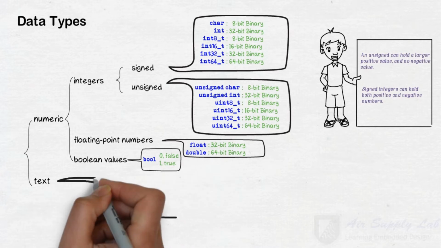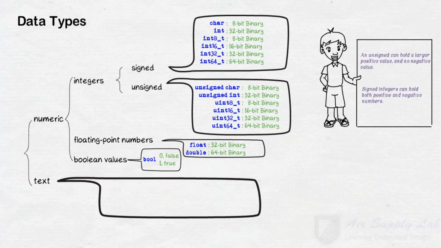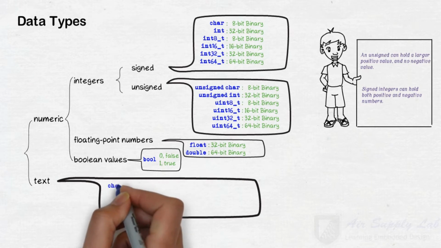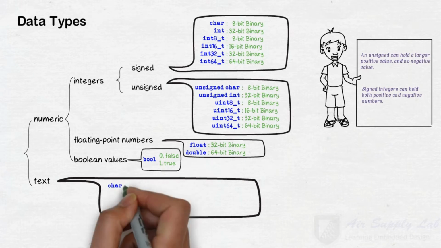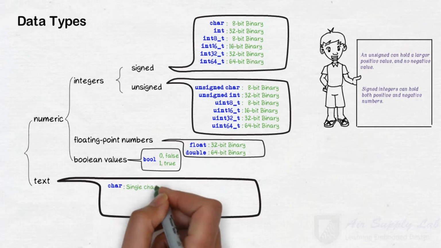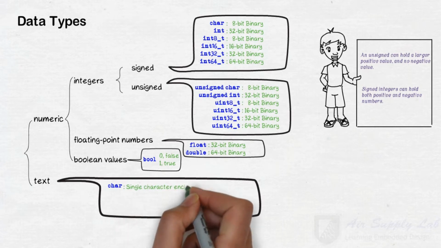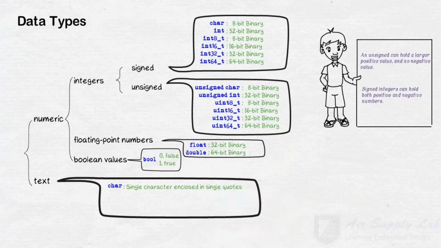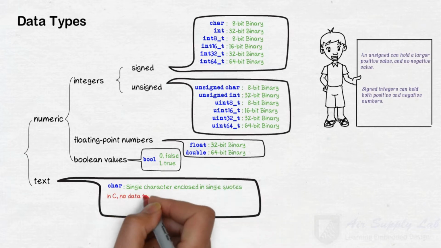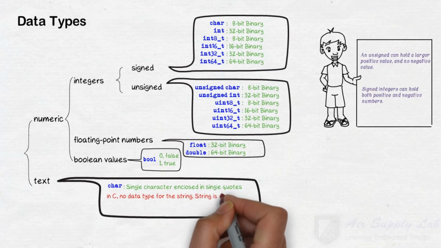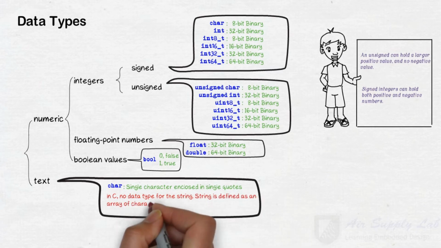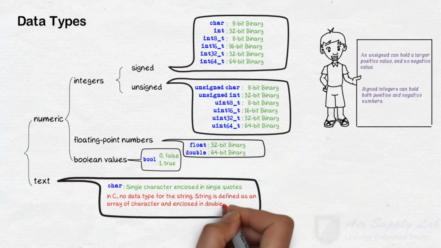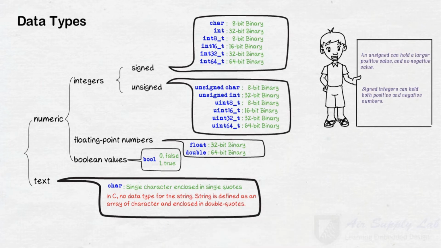In C, the char data type contains a single character enclosed in single quotes. C does not have a data type for string. A string is defined as an array of characters and enclosed in double quotes.